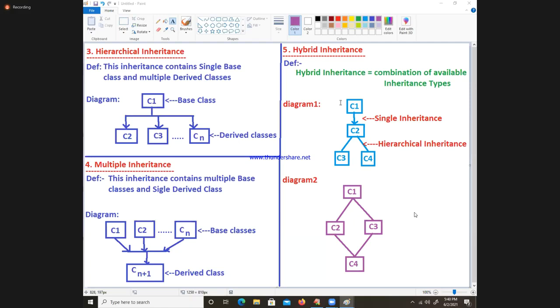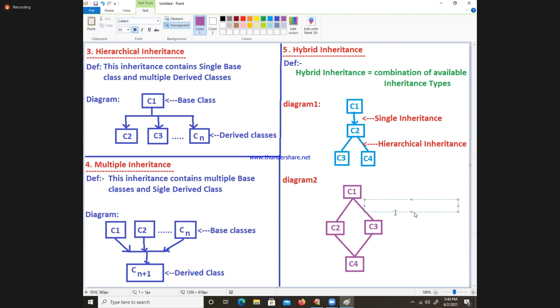I hope that you people understand the meaning of hybrid. The general meaning of hybrid is a combination of available inheritance types. A combination of available inheritance types is called hybrid. Just for your understanding's sake, I will write it for a minute. It is called hierarchical.